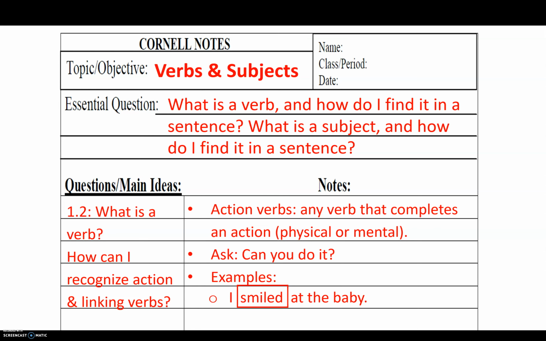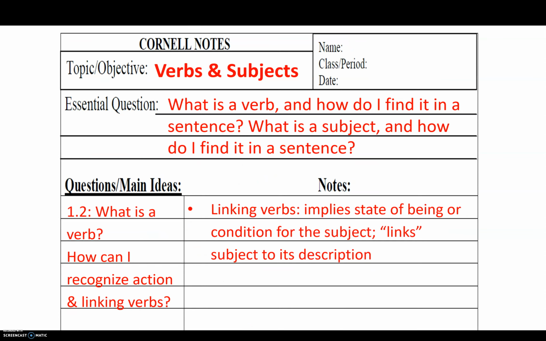Sometimes they might be more of a mental action, like Philip considered all his options. Even though it's not a physical action, Philip can still do that thing, right? He can still consider his options. So we're going to box that as a verb, and is specifically an action verb as well.